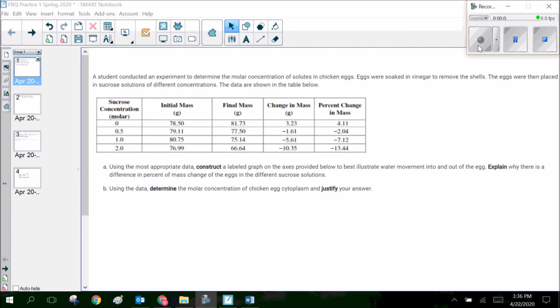Hey guys, so this is going to be a quick video going over how to solve these FRQs that we talked about in our Google Meet. If you were unable to attend the Google Meet session, I'm hoping that these videos will help us to better understand how to solve those problems.